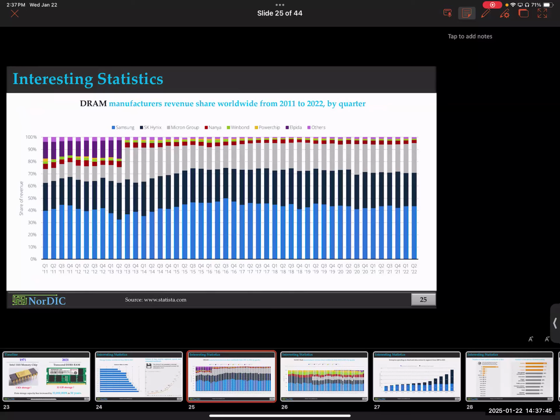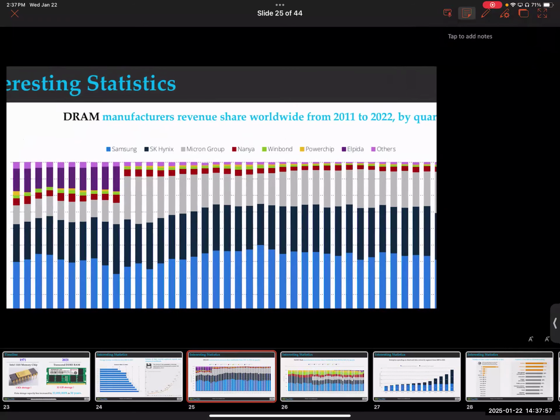Okay, these are all data. I want it to be data driven, right? Rather than just me telling you this is very important, just care about it. DRAM manufacturer revenue. I want you to pay attention to some names because most of these names are unknown.